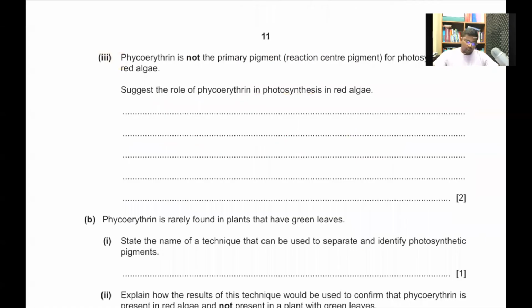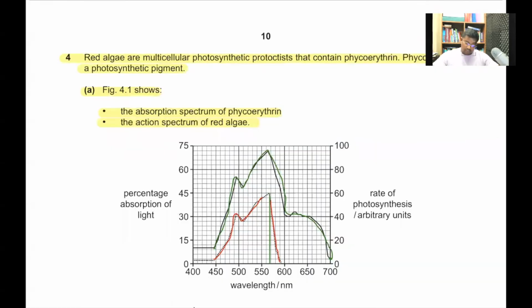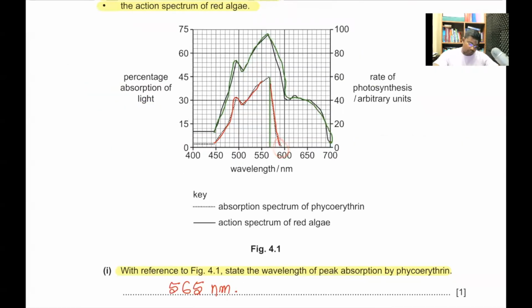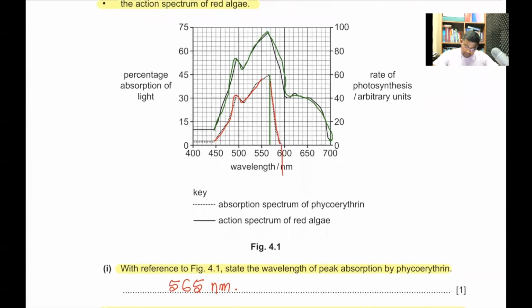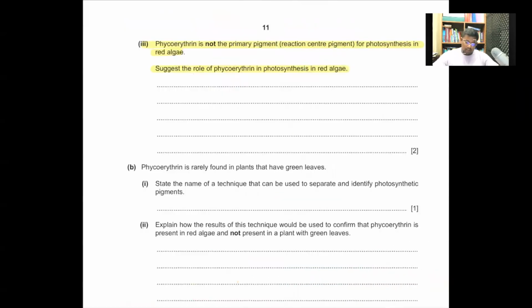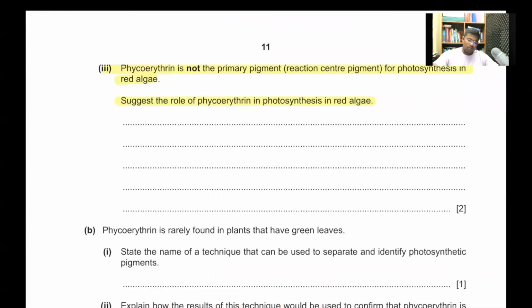Part 3. Phycoerythrin is not the primary pigment reaction center for photosynthesis in red algae. Suggest the role of phycoerythrin in photosynthesis in red algae. So, since phycoerythrin is not the primary pigment, it must be an accessory pigment. Phycoerythrin absorbs light up to 595 nanometer and passes it to the primary pigment, which then can be used for photosynthesis.